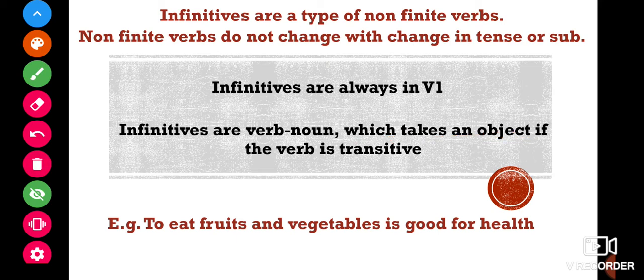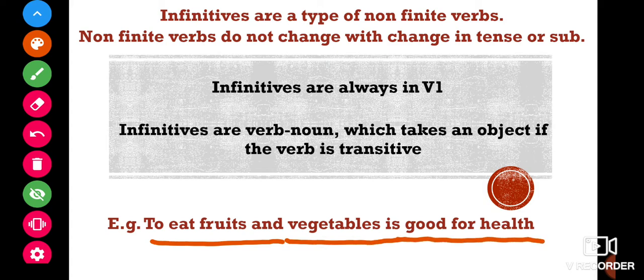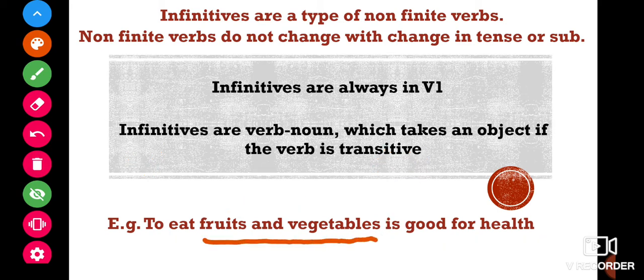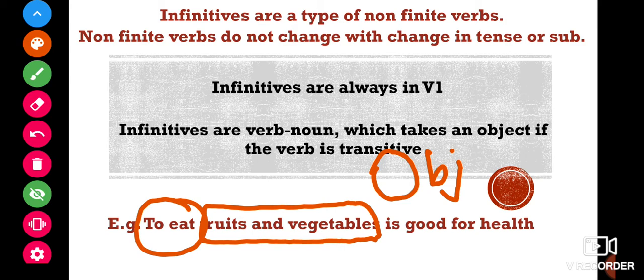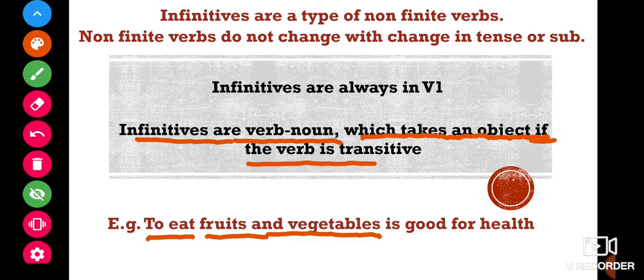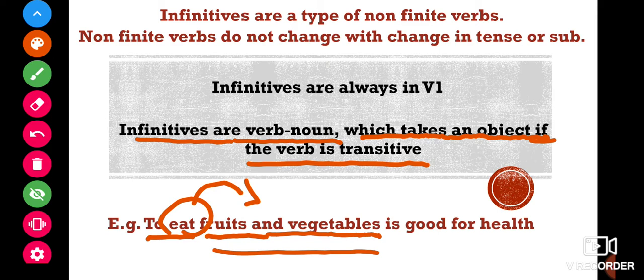Now let us read the sentence further. To eat fruits and vegetables is good for health. Now if eat is the verb, fruits and vegetables is the object, which is taken up by this infinitive which is acting as a noun. So now I hope this sentence is clear. Infinitives are verb nouns. That means they are verbs which can also act as nouns and which take an object. They take an object if the verb is transitive. Now here eat is a transitive verb, so that's why it has taken the object fruits and vegetables. Let us move ahead.